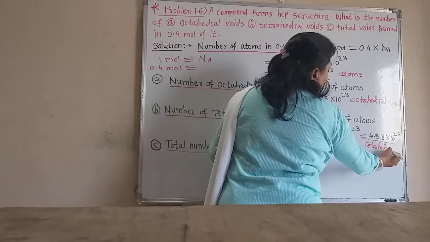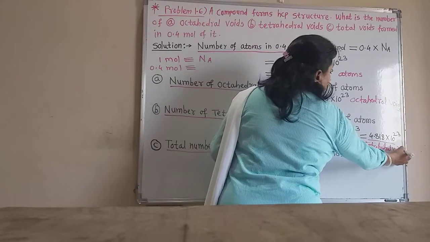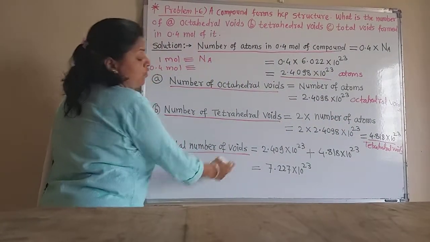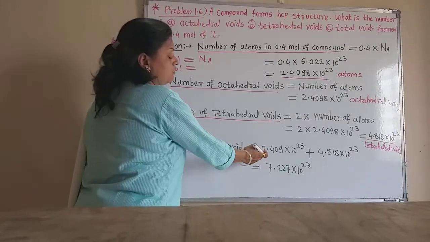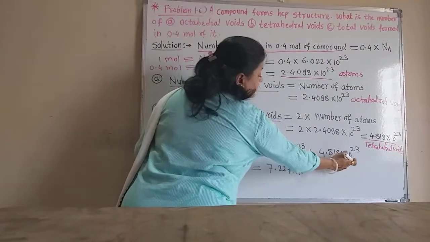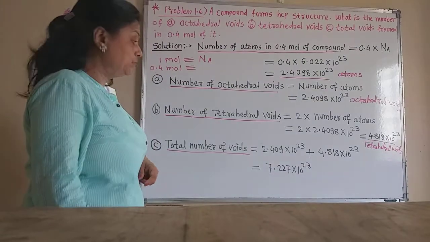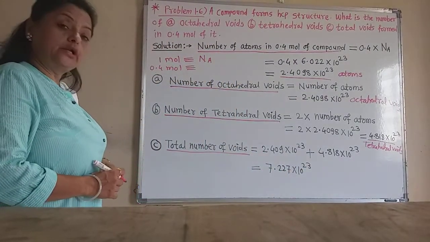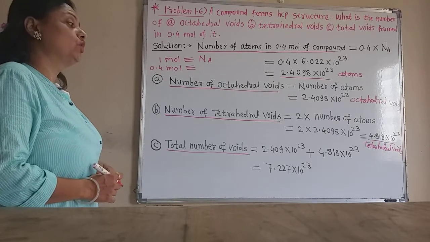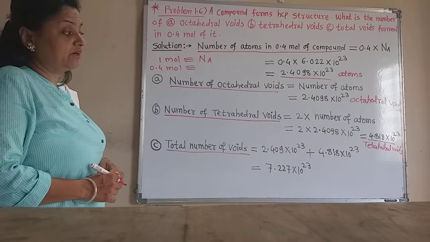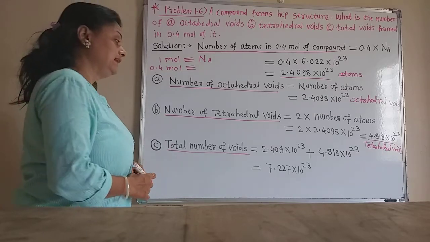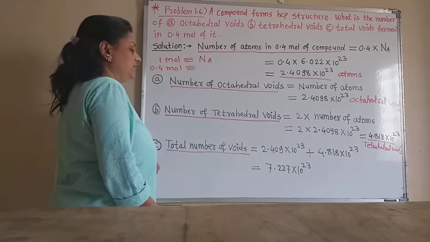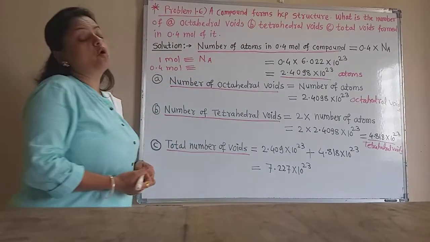Now, they ask us again to calculate the total number of voids. So the octahedral voids value plus the tetrahedral voids value gives the total number of voids. So 2.409 into 10 raised to 23 plus 4.818 into 10 raised to 23 comes to 7.227 into 10 raised to 23. These are the total number of voids present.